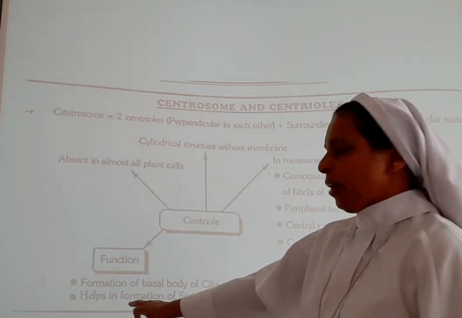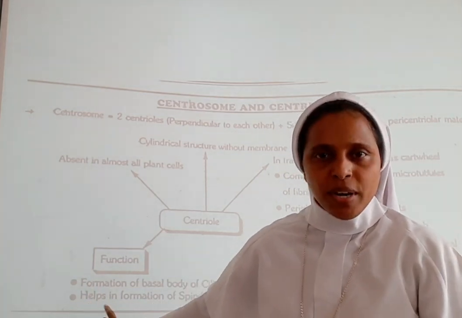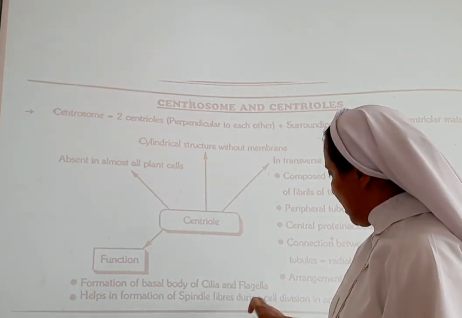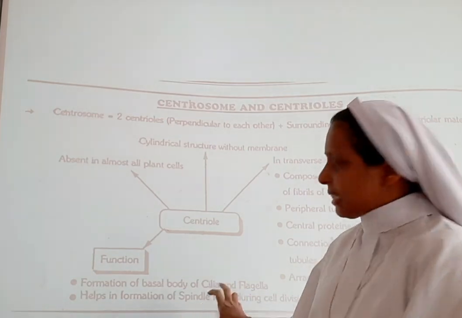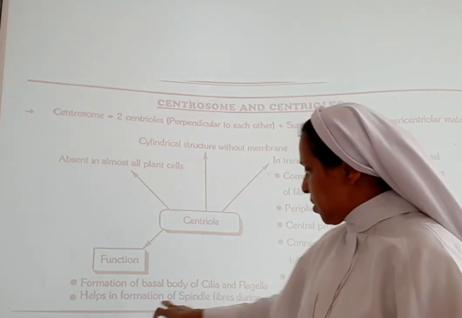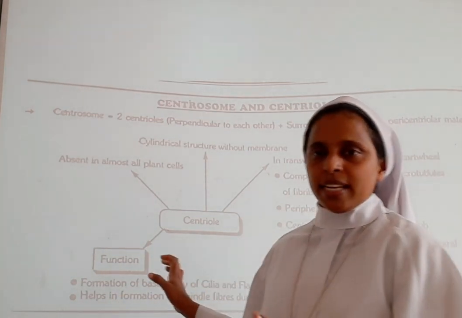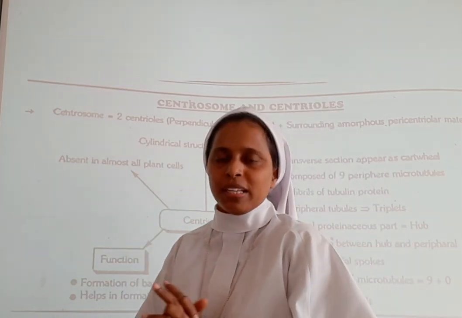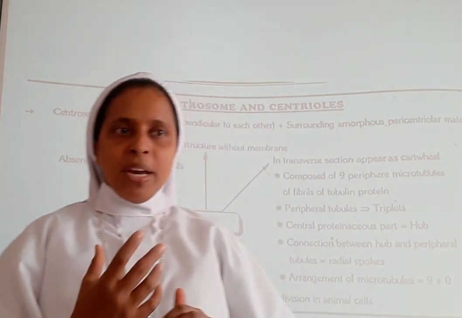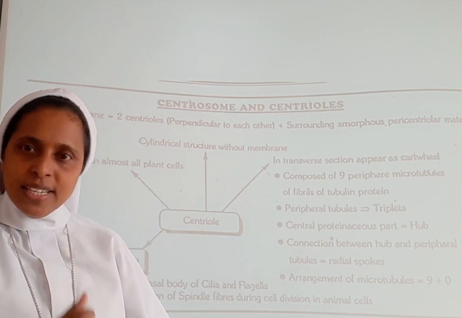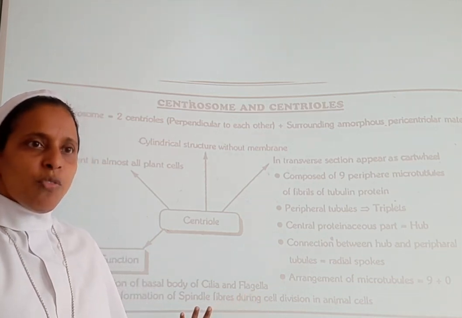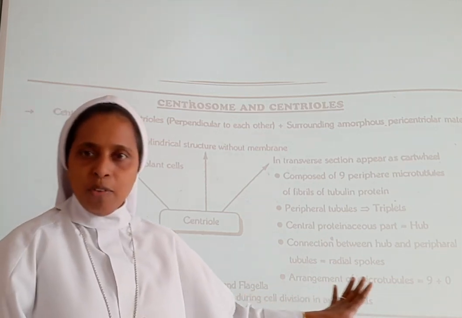What is the main function? It helps in the formation of spindle fibers during cell division. The main function of the centrosome and the centriole is the formation of the spindle fibers during cell division in animal cells. And the next one is formation of the basal body of cilia and flagella.